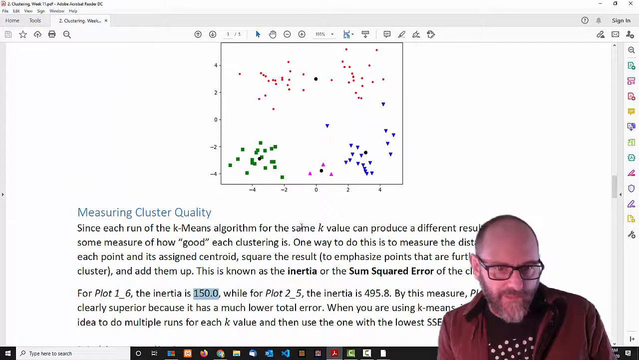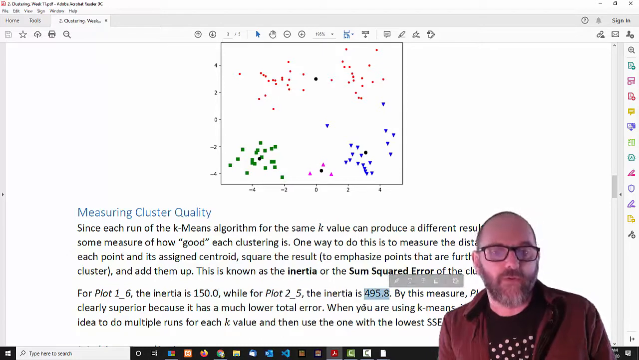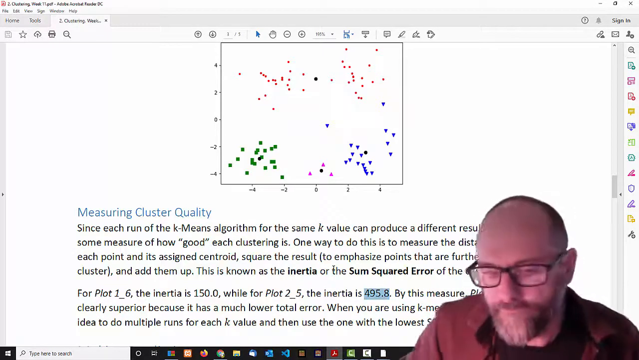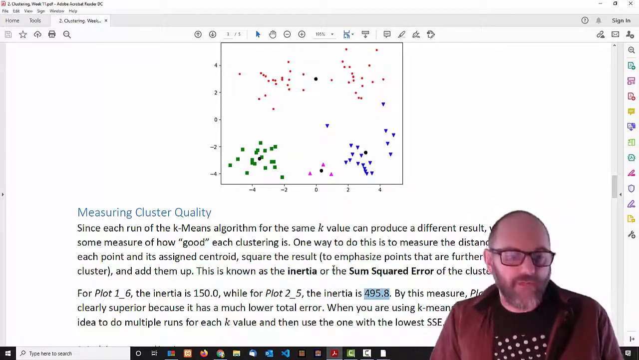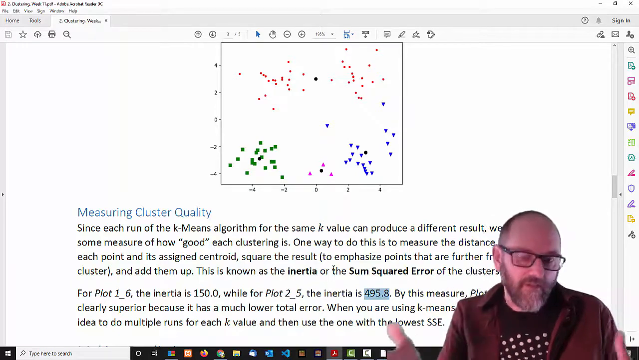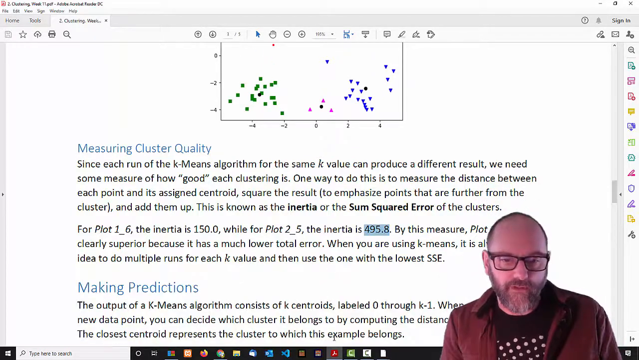This one here, which represents a bad solution, has an inertia or a sum squared error of almost 500. So it's quite a bit different. You do 10 plots, 10 clusterings. You get most of them around the 140 to 150 range, and one that's 500. You take the smallest one, and you're going to be good to go.